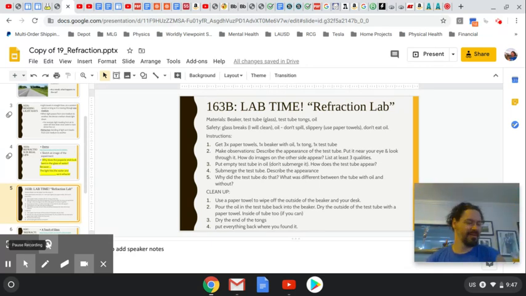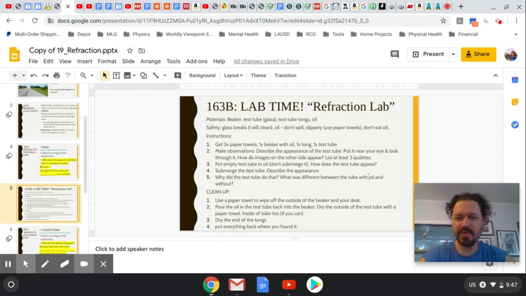So, why did it do that? What was different between the tube with oil and the tube without? The tube without, think about what it had in it. Clean up your materials, and think about why that happened.